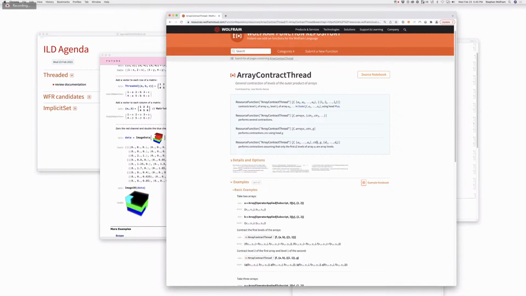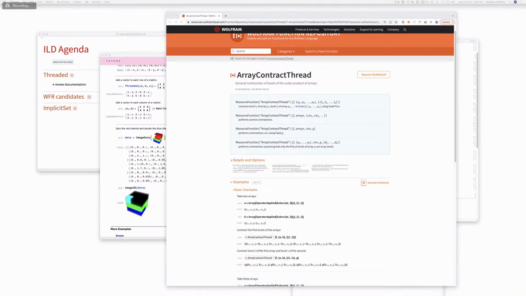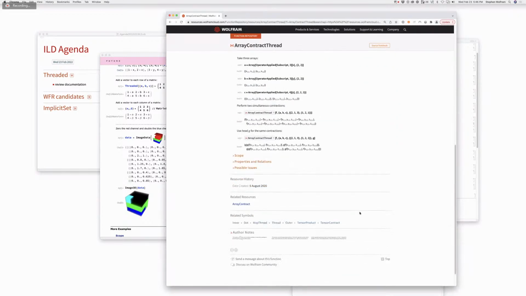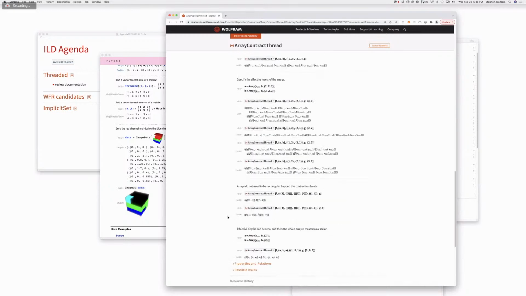Will anybody ever understand it? That's why we moved it here, because it was considered too difficult when we discussed it. But my point is that if there is a discussion of how to generalize threading, I would always point to this function, because in properties and relations, you see the relations to all other functions.